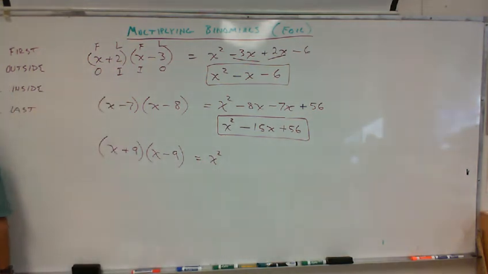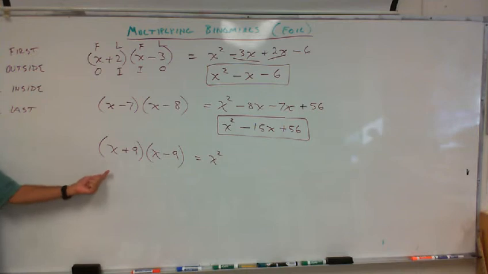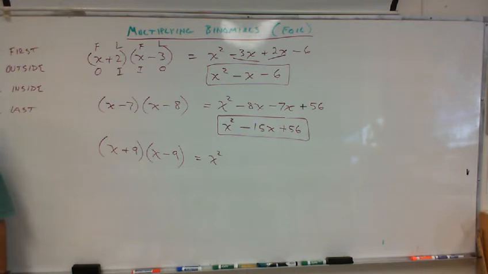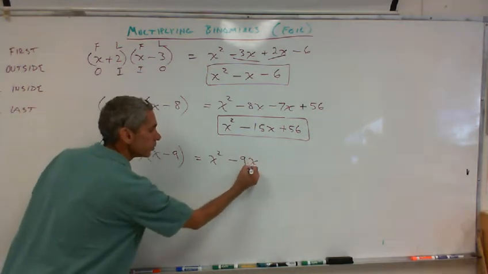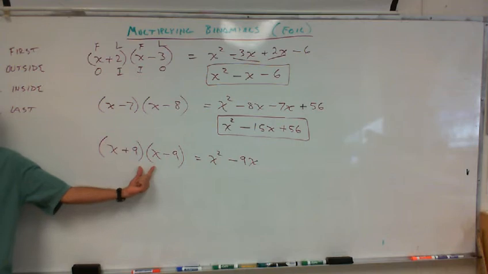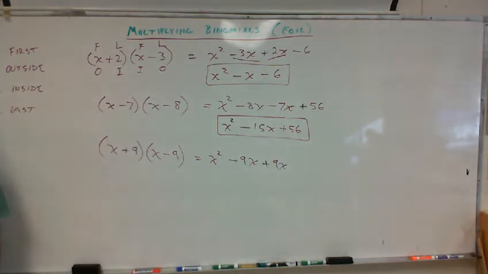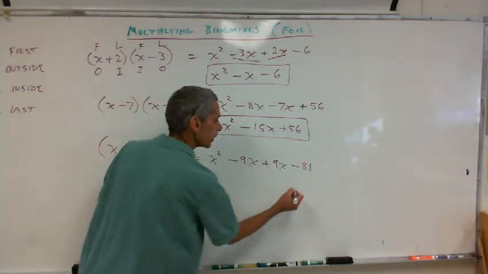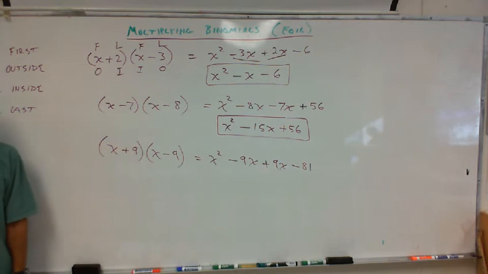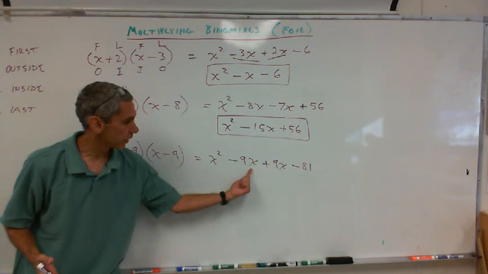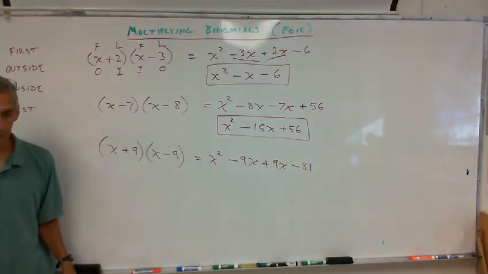Yes, there is a rule about this. You'll see it. You'll remember it very soon. All right, so my outside is what? What's my outside? Come on, everybody. -9x. What's my inside? Everybody. Positive 9x. What's my last? -81. All right, now I'm going to combine my two middle terms and make 0. They cancel each other out. Do you see that? Negative 9x plus 9x completely canceled out.